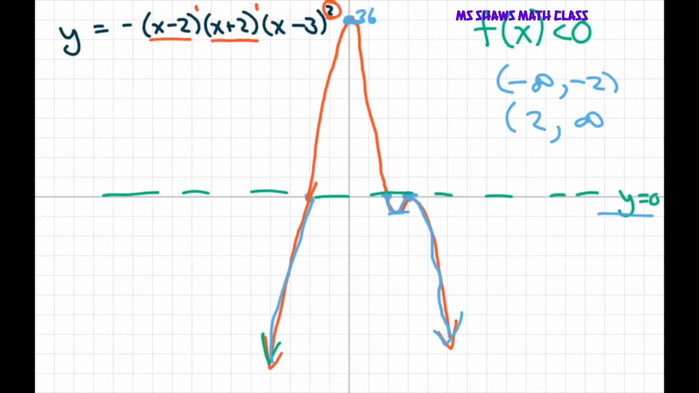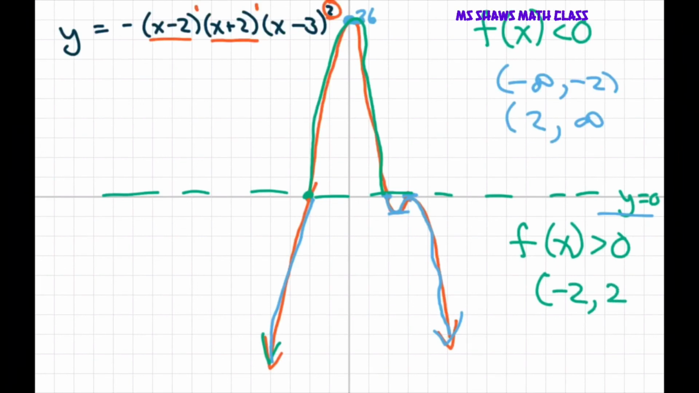Where is our graph positive? Our y positive, I mean. That's going to be up on top here. So it's this portion of the graph. So that's from negative 2 to 2. And that's it.